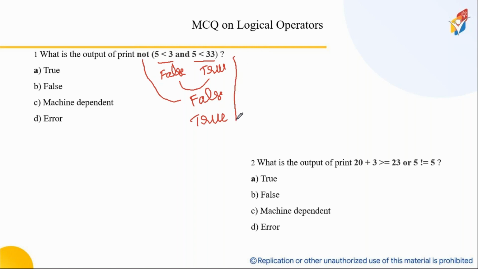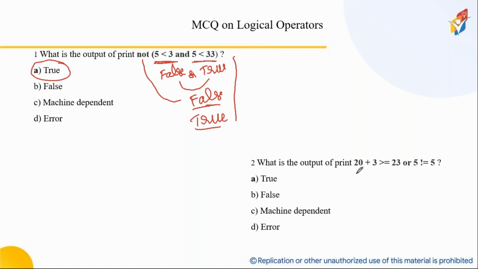Once again, look here carefully. First of all, this expression is false, and this expression is true. False and true is false. Here I have NOT of false. The NOT operation of false is true. Is it okay? So the answer is A. I hope it is clear for everyone. Shall I go to the next one?